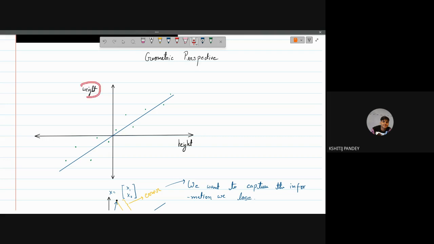Similarly, for the y-axis we are using weight. So the y-axis is the best direction in which the variance of weight is captured. For this point, this is the variance. For this point, this is the variance. For other points, let's say these are the weights. So your y-axis is the best direction to capture the variance of weight.